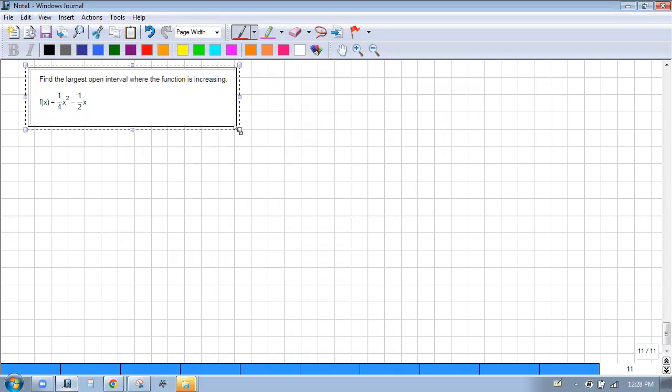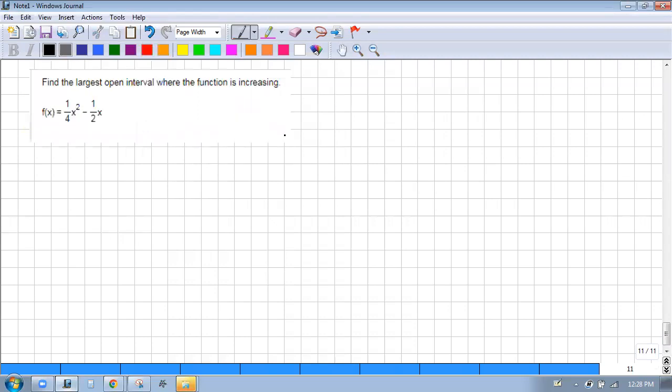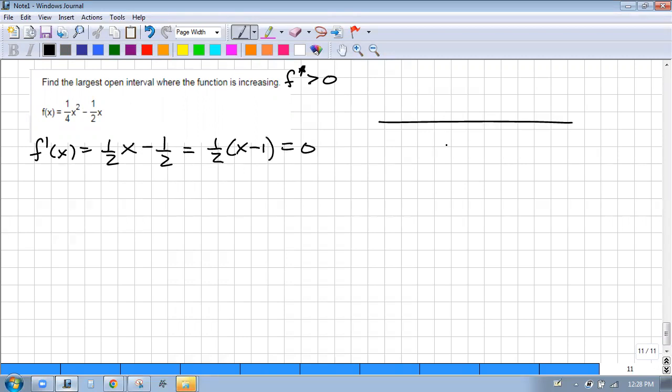Find the largest open interval where the function is increasing. Well, it's increasing where the first derivative is positive, right? So first off, find out where it's 0 and then test your intervals. So the derivative would be, let's see, 2 over 4 is a half, and then minus a half. So this is 1/2 times x minus 1. You can write it either way you want. So where is this equal to 0? We want to figure out where it's greater than 0, but where is this thing equal to 0? When x is 1. So here's 1. That's where the first derivative is 0.